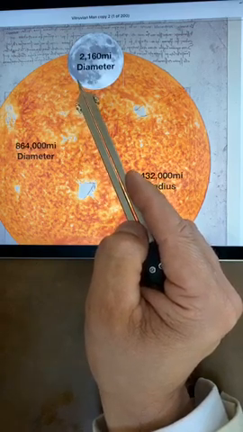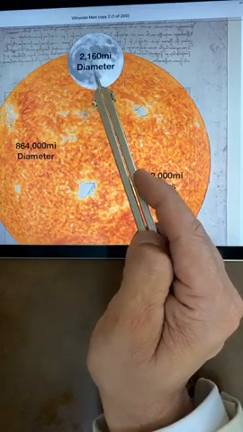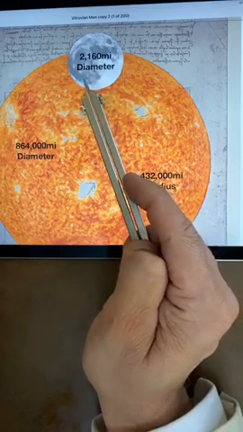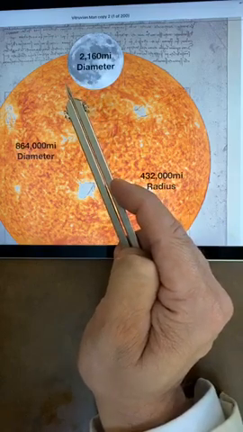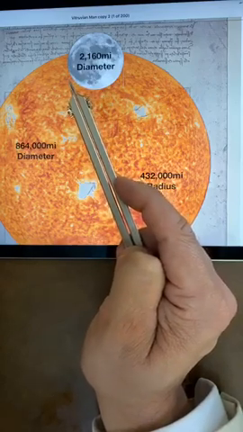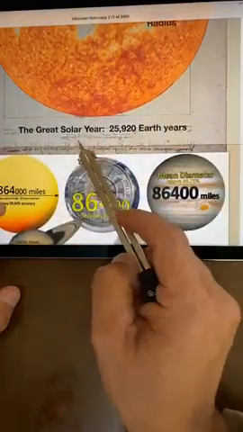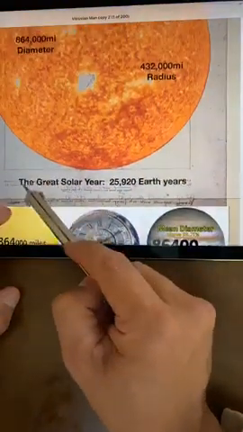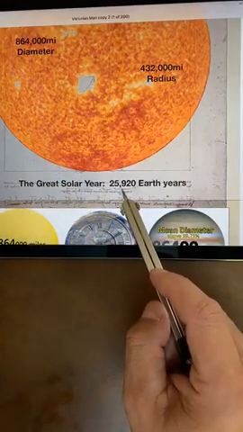Have you ever noticed that when you look up at the sky, the moon is generally the exact same size as the sun, except for when it's at the closer part of its orbital trajectory around the Earth? It might look a little bit bigger and sometimes a little bit farther away, but its mean size from an aspect ratio is identical to that which we see of the sun. And the great solar year, which was first talked of by Plato, is 25,920 years.